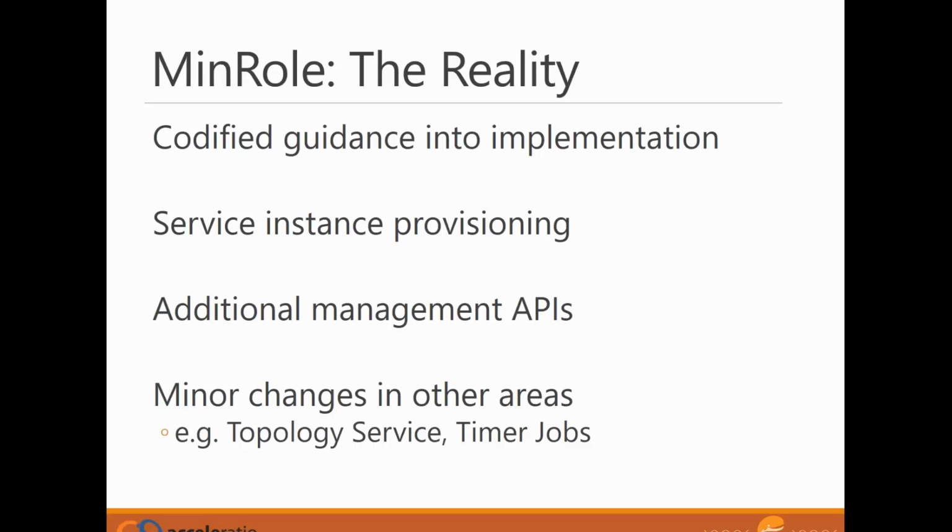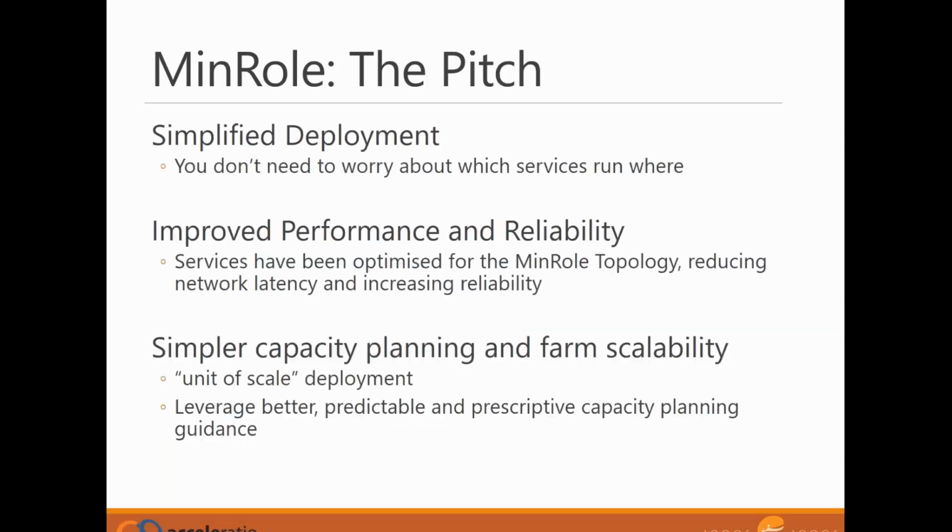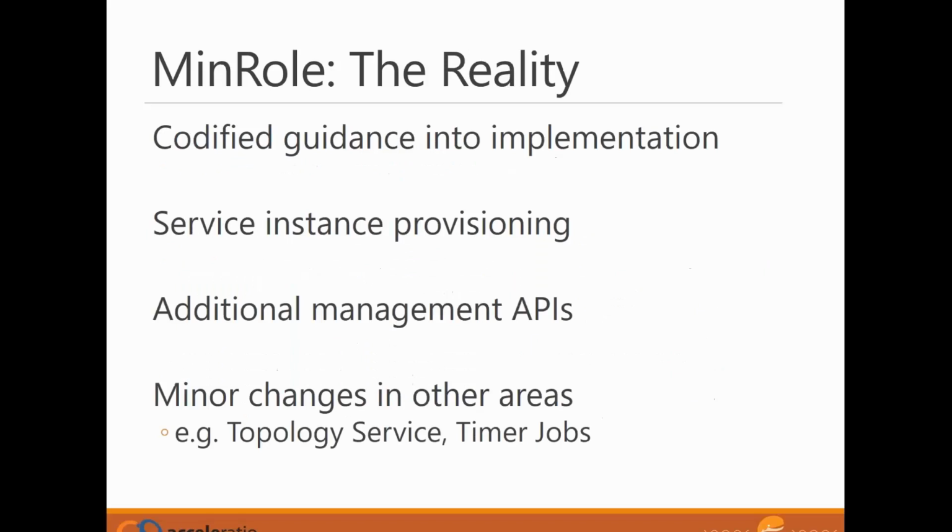So some additional PowerShell commandlets, some additional APIs within the SharePoint server-side object model, and of course Central Admin changes as well. Now we also have alongside MinRole some changes to other elements of the product in respect to the topology service itself, where that runs, and how timer jobs are initiated. And these are the changes that basically make the second bullet on the previous slide a reality. So the changes are to other things, not just in MinRole, which mean that we have better farm performance and reliability.